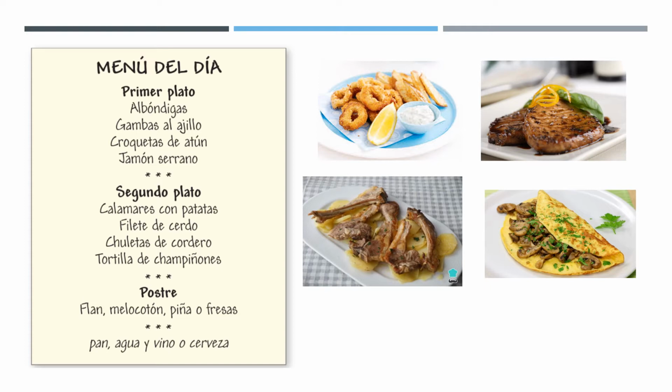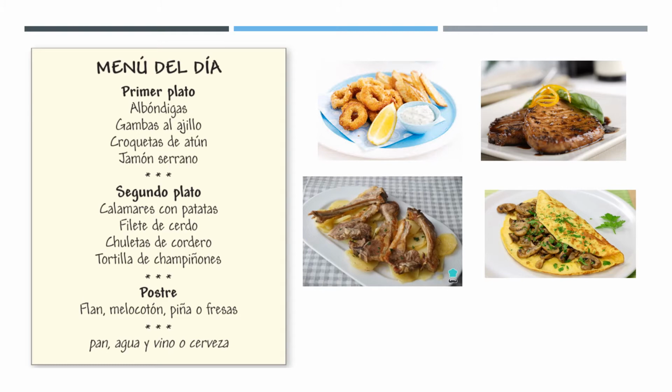So here we go. Chuletas, chops, chuletas de cordero, lamb. Cordero. You could also point to the animal, there's a lamb, and use the word cordero. The meat and the animal are the same word. Okay. Chuletas de cordero. And finally, we've got the tortilla.